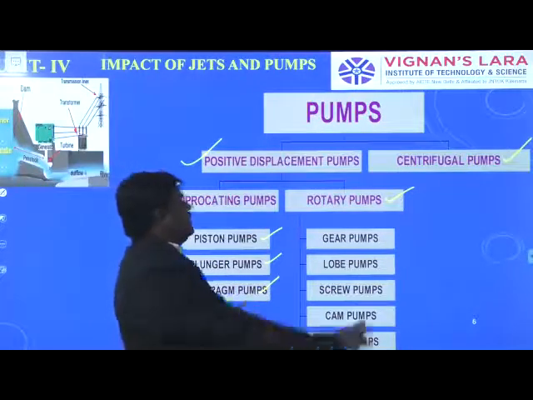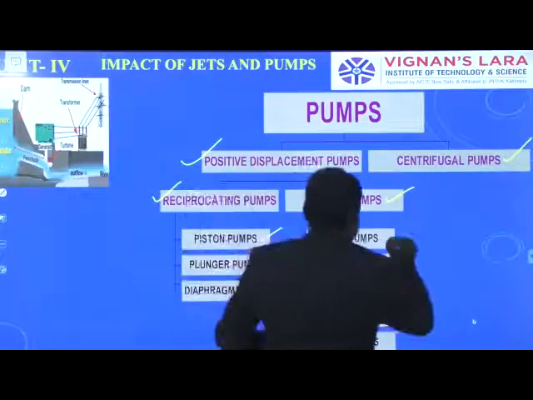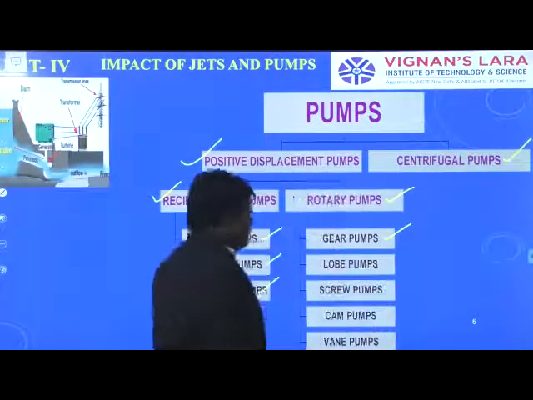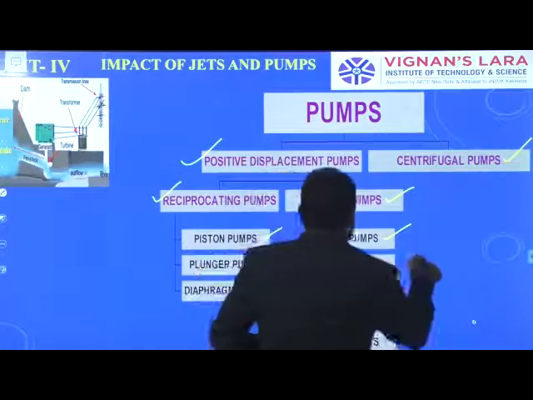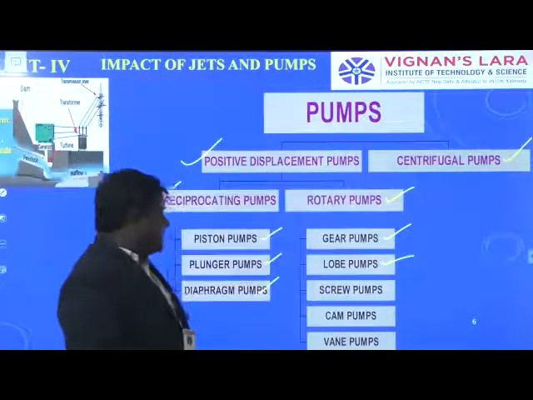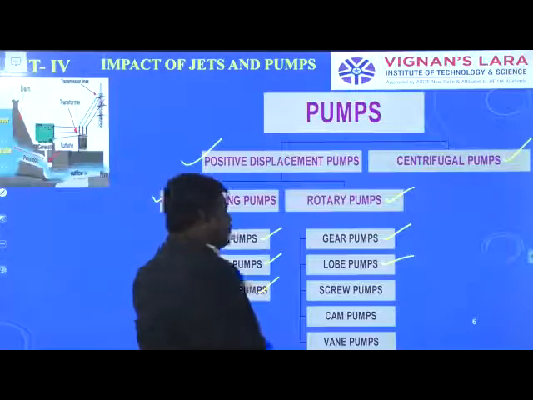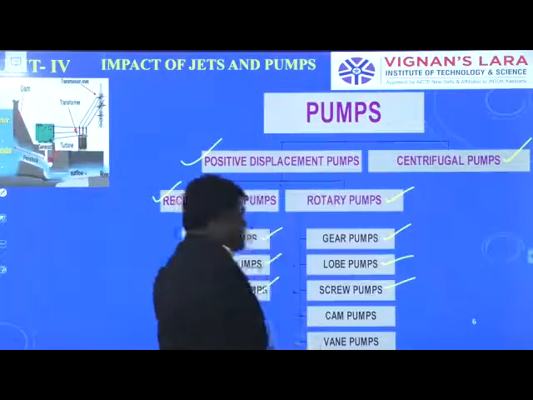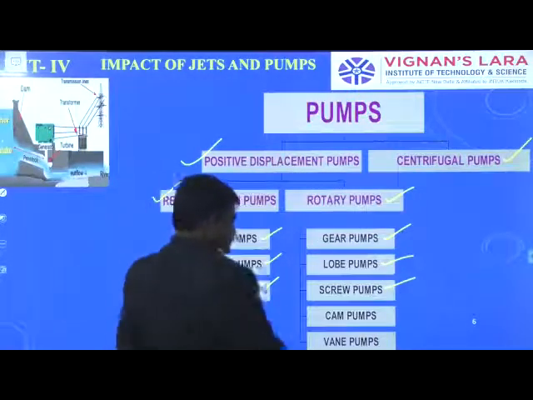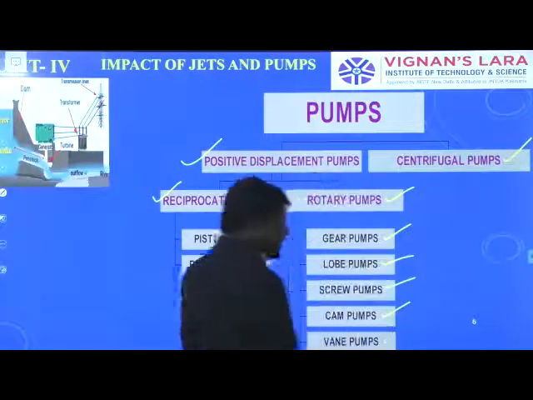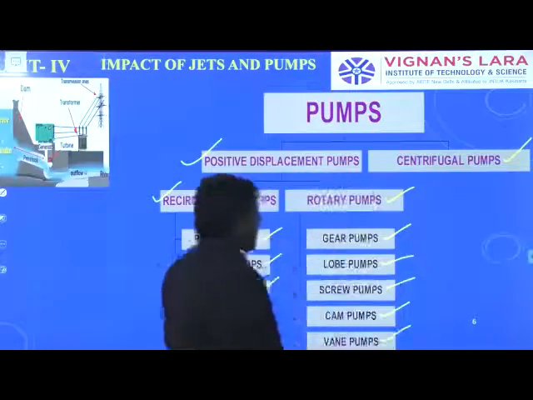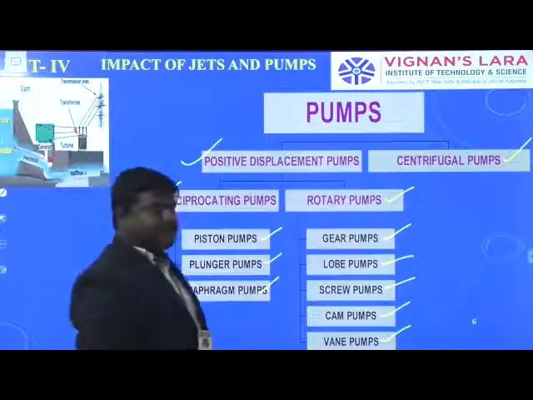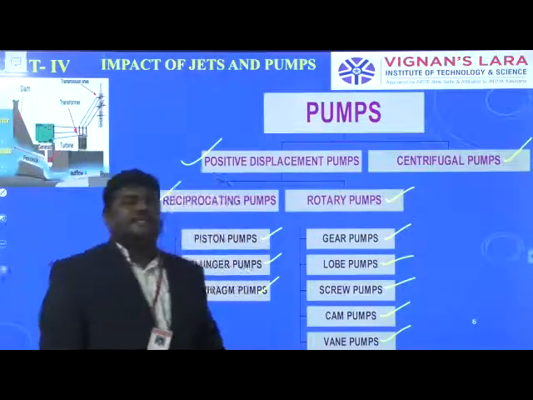Then coming to the rotary pumps, the first one is gear pumps, the second one is lobe pumps, the third one is screw pumps, the fourth one is cam pumps, and the fifth one is vane pumps. Okay, this is the classification of pumps. So there are different types of pumps.